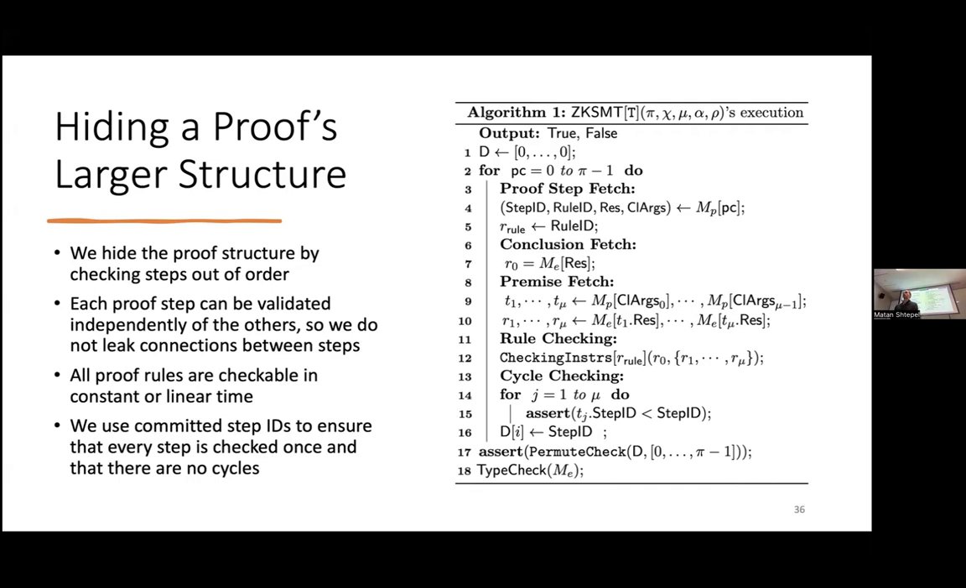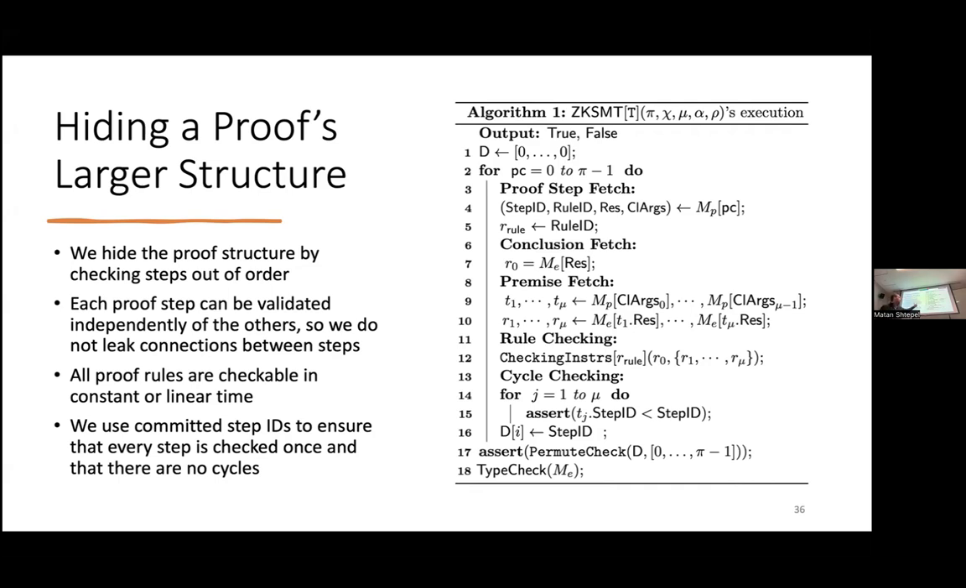Also, all of our proof rules are checkable in either constant or linear time, so we don't need to apply excessive padding to hide what they're doing. On top of that, we use committed step IDs to ensure that every step in a proof is checked exactly once, and that there are no cyclic derivations in our proofs.